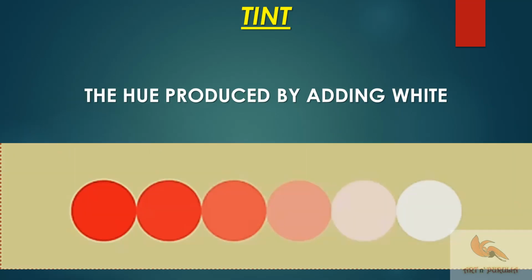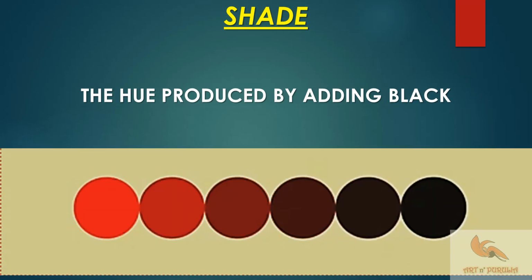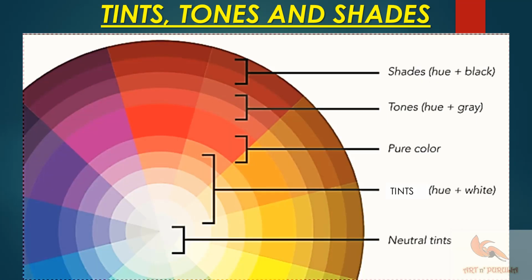Tint is a color we produce by adding white. Tone is a color produced by adding gray. Shade is a color produced by adding black. So by adding white, gray or black, a pure color can be altered to match the value and intensity of a color. This is the summary of what we just talked of: the pure color, the tints, the tones and shades.